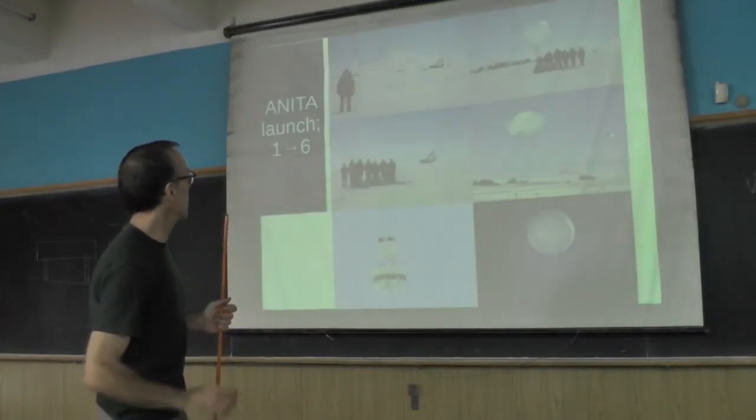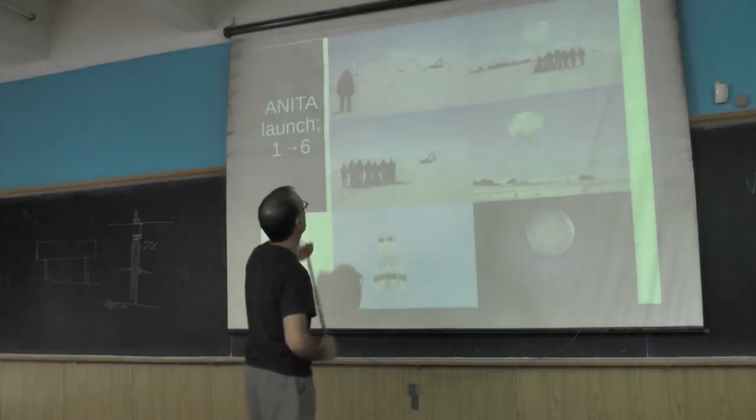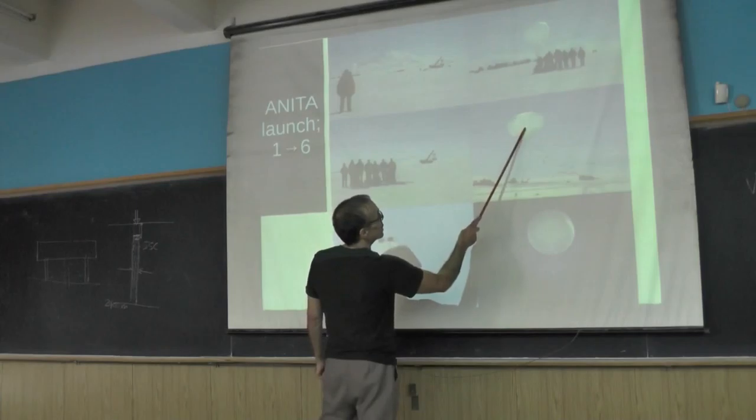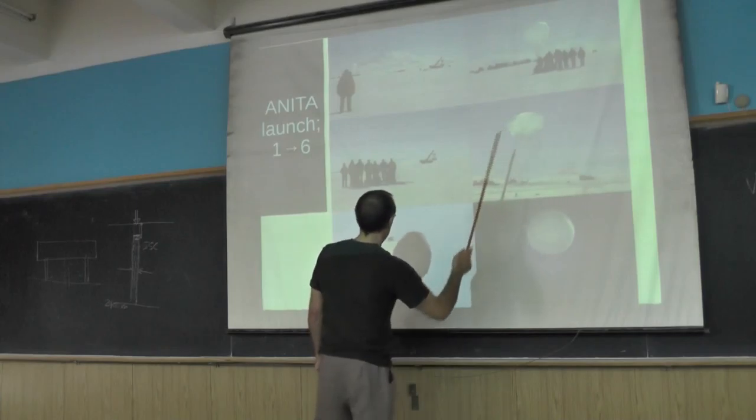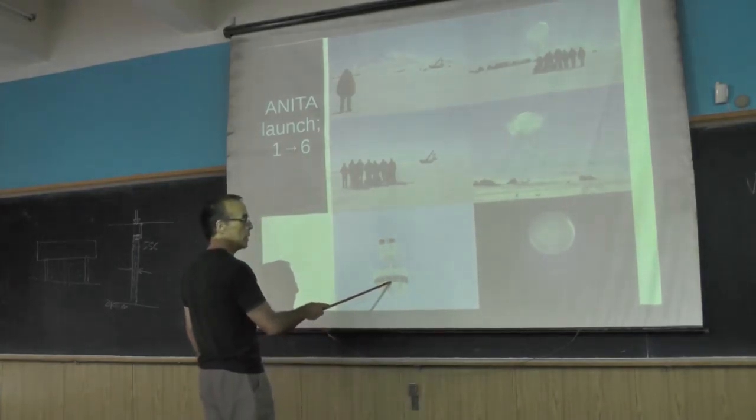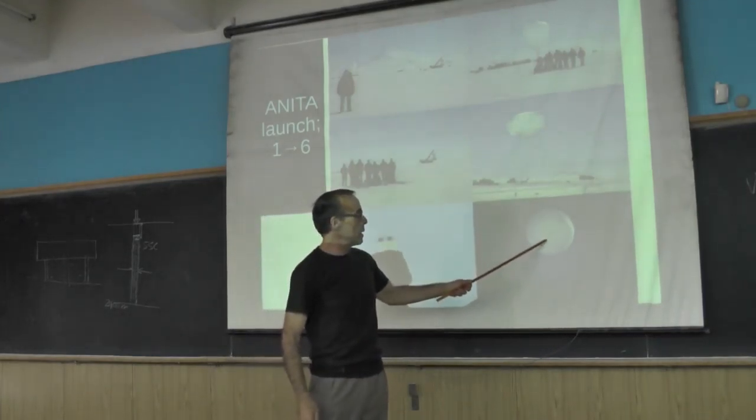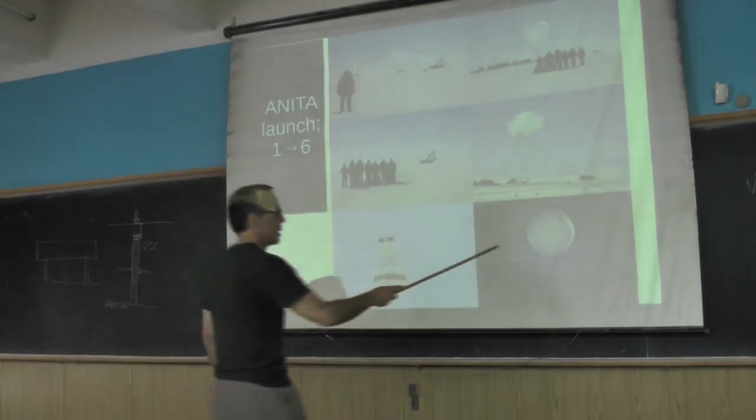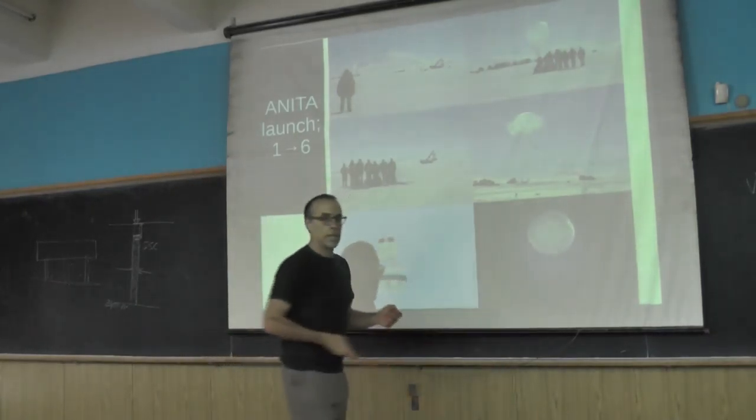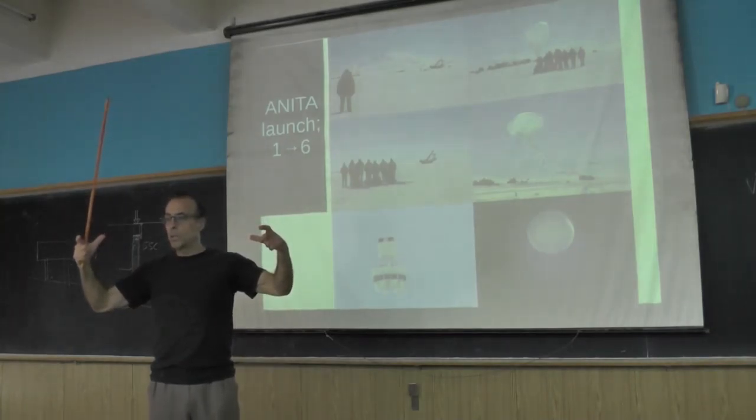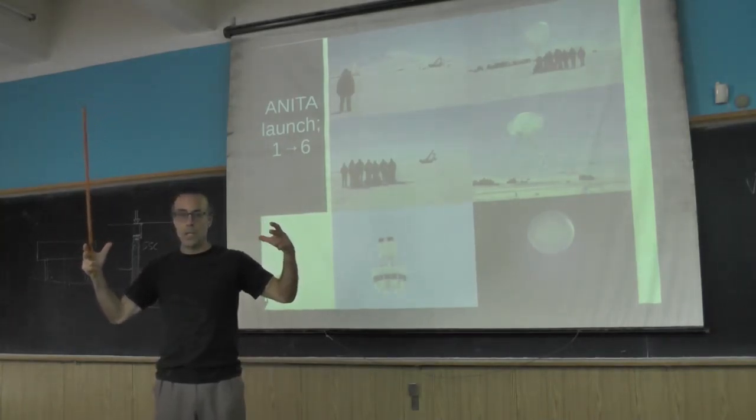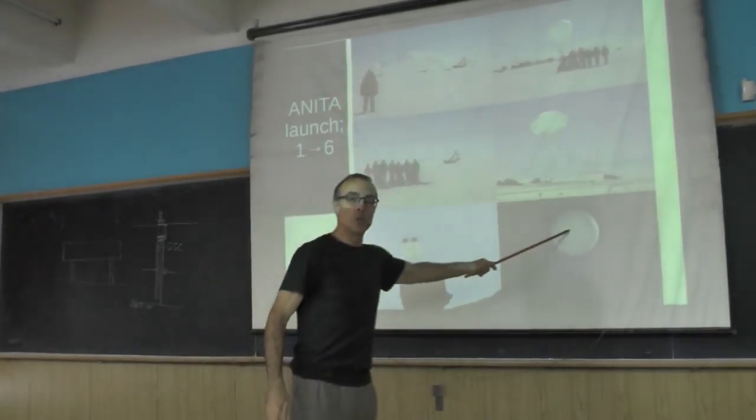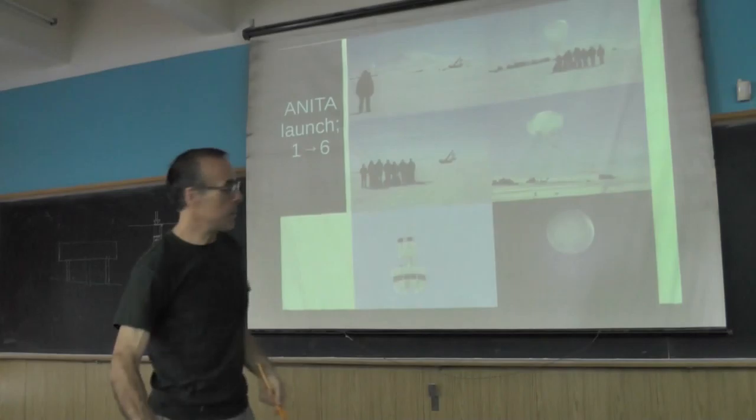Okay, so this is what it looks like in various stages. This is on the ground. This is being slowly filled. It's being filled with helium now, and now Anita's up in the air. And this is what it looks like, not far from float. At this point, it's high enough that the volume of the balloon is about the same as a large soccer stadium. So this would be as big as the Rose Bowl in America.